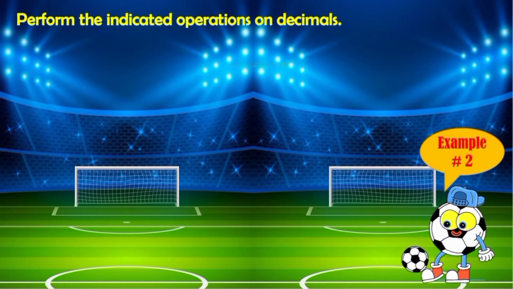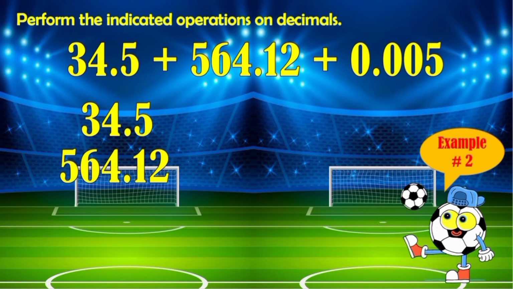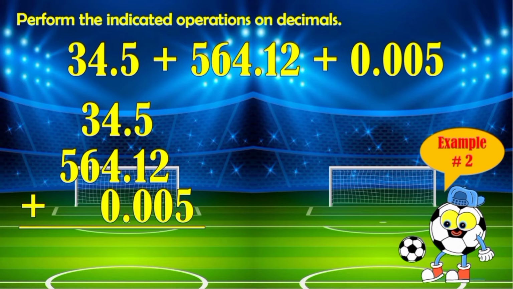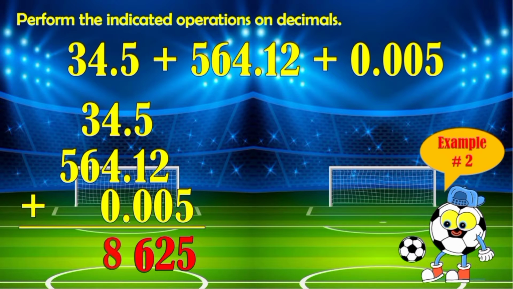Now example number 2. 34.5 plus 564.12 plus 0.005. To add 3 addends, all you have to do is to align the decimal point. Now the only number in the thousandths place is 5. Just bring down 5. 2 plus 0 is equal to 2. 5 plus 1 plus 0 is equal to 6. 4 plus 4 plus 0 is equal to 8. 3 plus 6 is 9. Then bring down 5. For the decimal point, just bring down the decimal point.